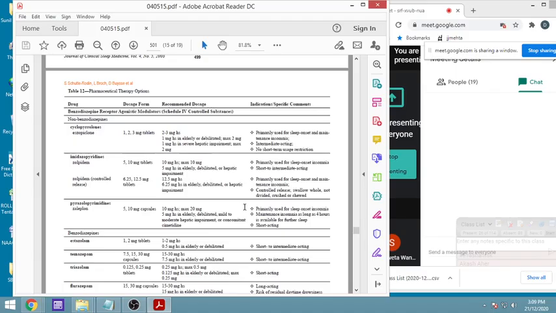Then next is imidazopyridines. Example of this is zolpidem. Zolpidem can be available as normal plain tablets or controlled release tablets. The maximum dose that can be given is 10 milligram. Then 5 milligram is okay for elderly, debilitated or hepatic impairment. If it is given as controlled release, then 12.5 milligram can be given, and in case of elderly we can give 6.25.